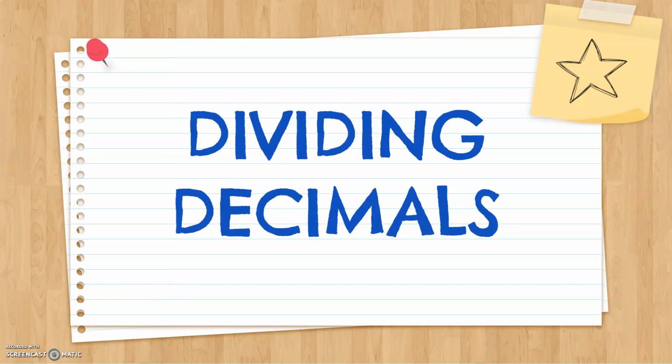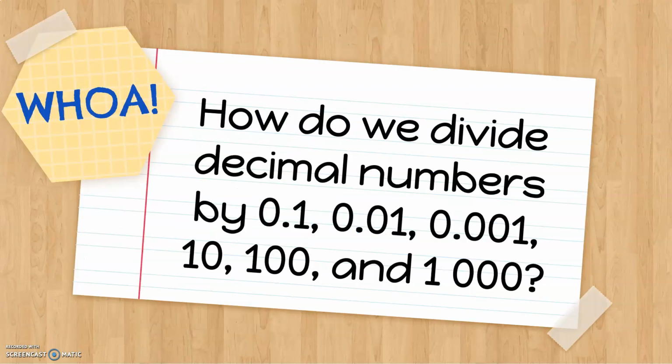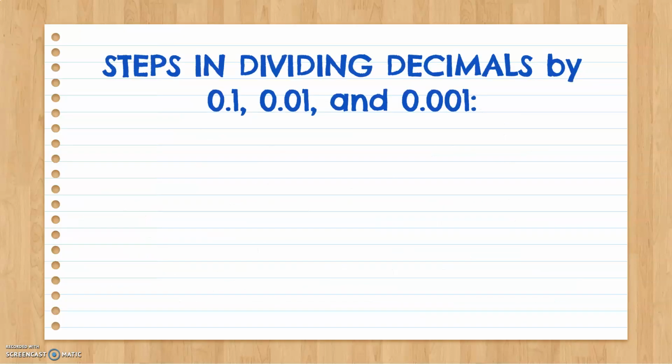Welcome back to our math class. Our topic for today is about dividing decimals. But we'll focus on dividing decimal numbers by 0.1, 0.01, 0.001, 10, 100, and 1000. Now let's have the steps in dividing decimals by 0.1, 0.01, and 0.001.